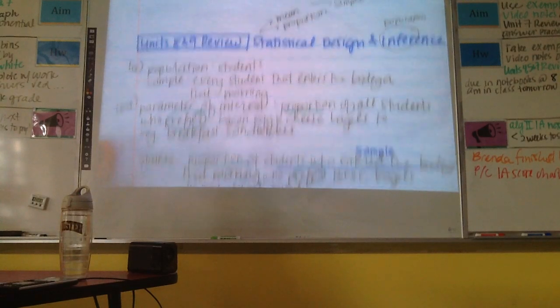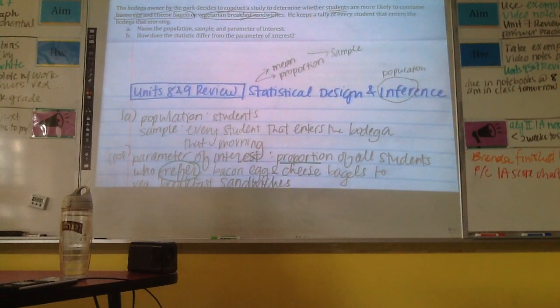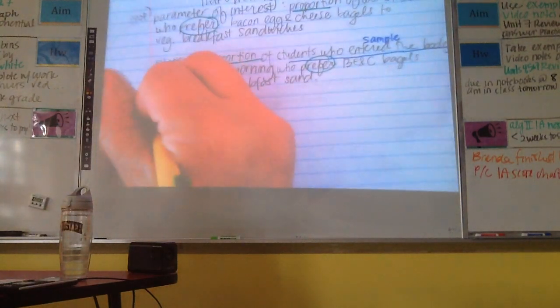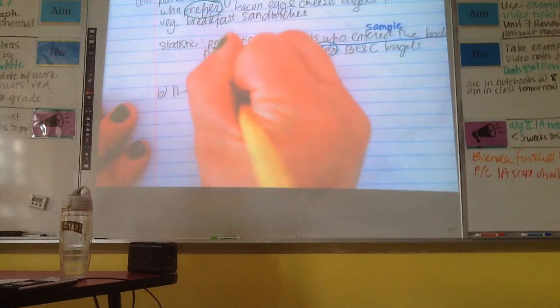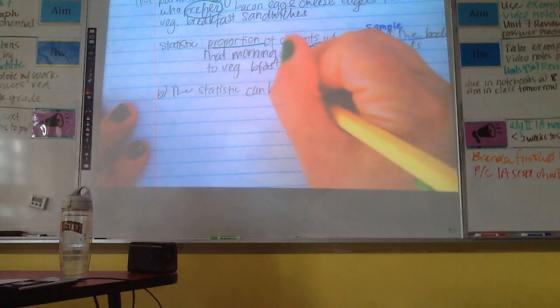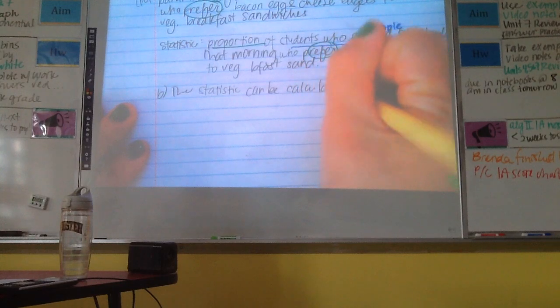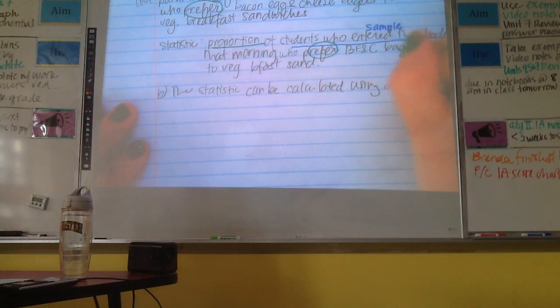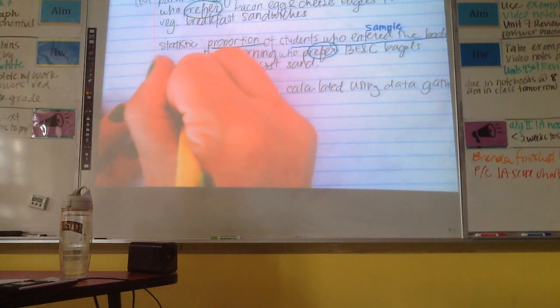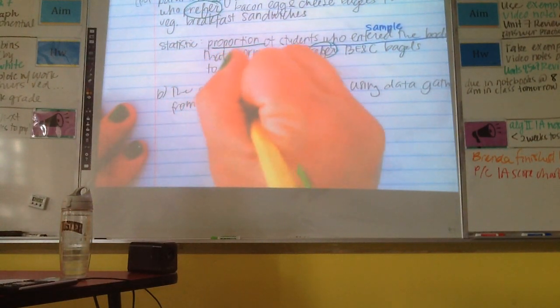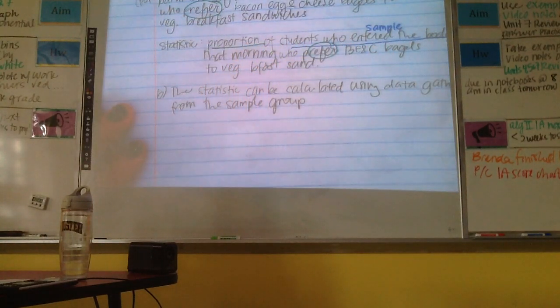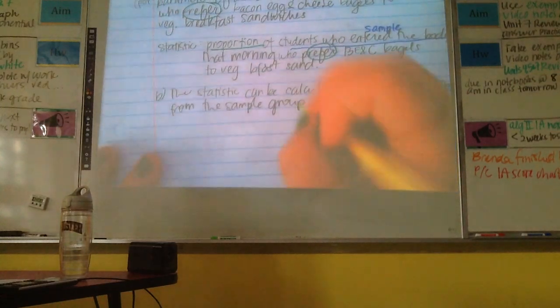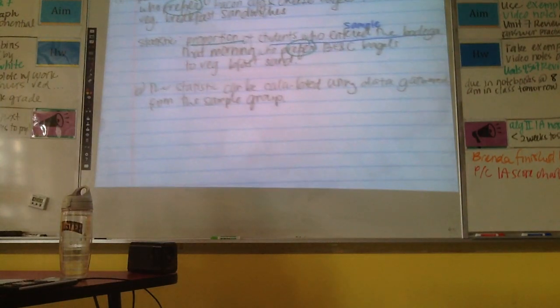Okay, part B. How does the statistic differ from the parameter of interest? We just spoke to this. The statistic can be calculated using data gathered from the sample group. This guy is actually tallying students who bought vegetarian, who bought bacon, egg, and cheese. And he's tallying it, so he will actually be able to tell this number.